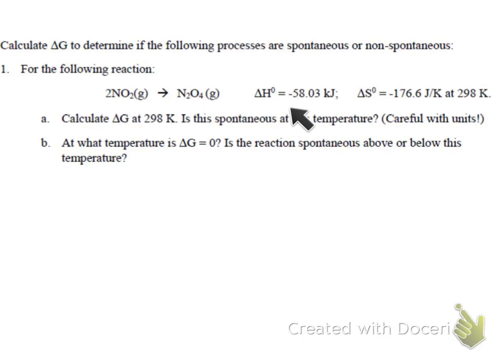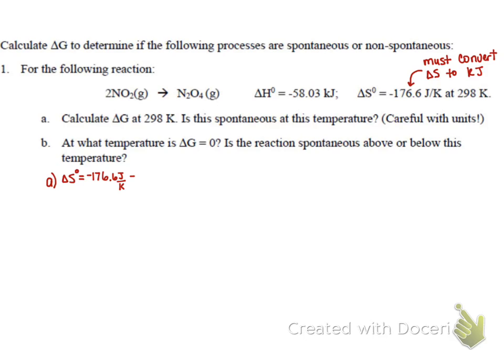Is this process spontaneous? We have delta H is negative 58 kilojoules. Delta S is negative 176.6. And delta S is typically in joules, so we're going to have to convert this in order to use it because they have to match. So calculate delta G at 298 Kelvin. We have to be given a temperature. Is this spontaneous at this temperature?